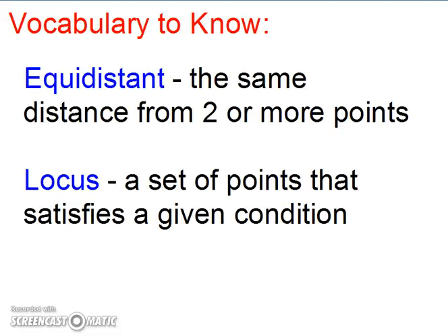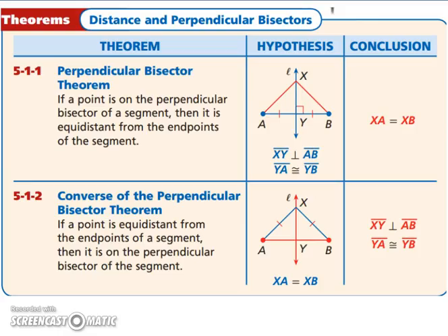Equidistant is the same distance from two or more points. The locus is a set of points that satisfies a given condition. Now let's look at a couple theorems. We have the perpendicular bisector theorem.